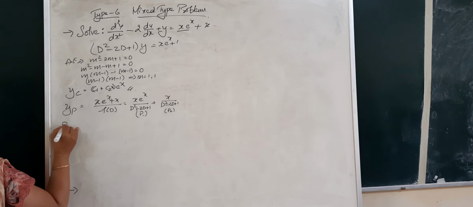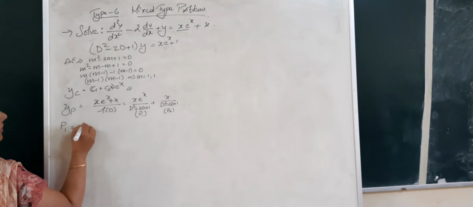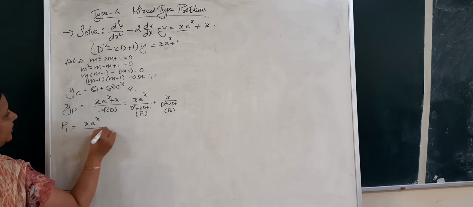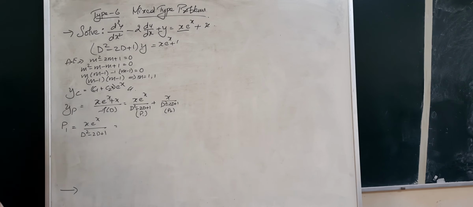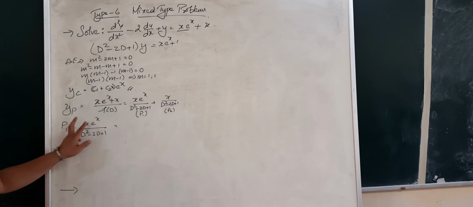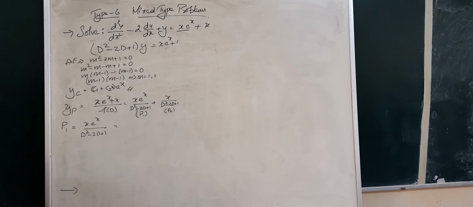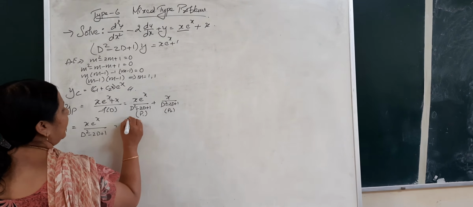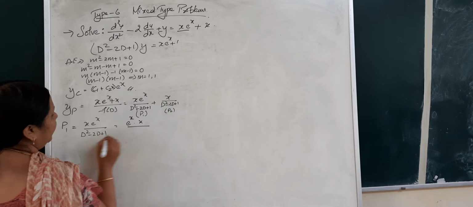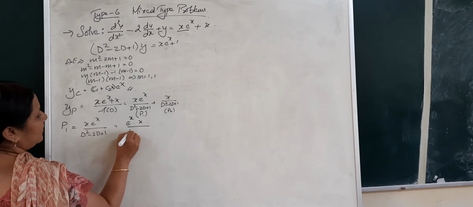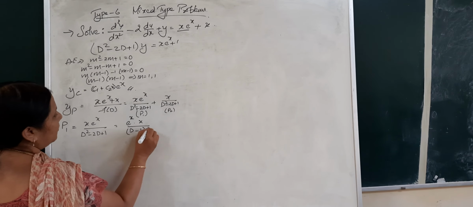Okay, so let us solve first P1. P1 is x e power x divided by d square minus 2d plus 1. Now, which type this one comes under? That is where you have to check first. We can rearrange it and make it type 4. So, first I will write the exponential term e power x into x divided by the denominator, which can be written as d minus 1 the whole square.